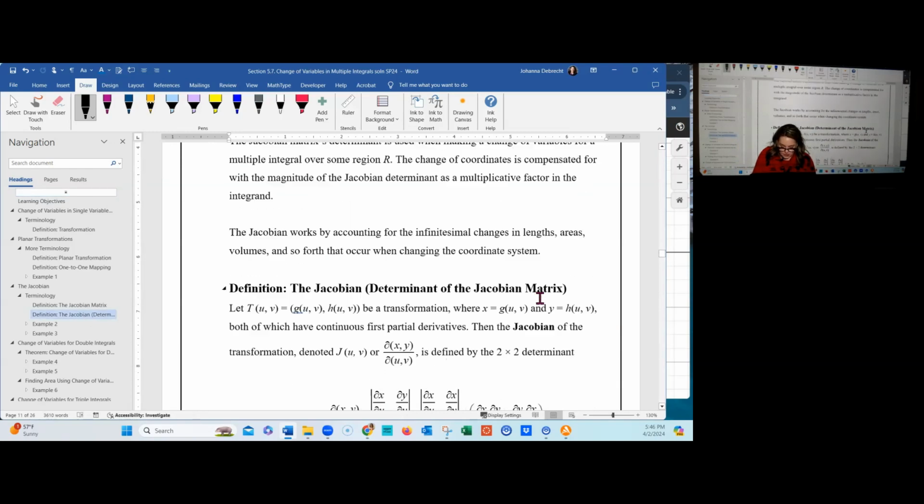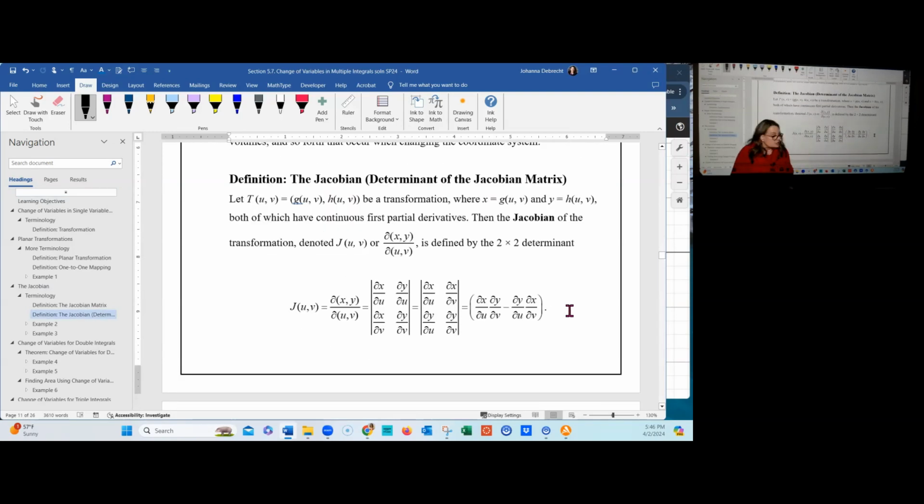So let's go ahead and formally define the Jacobian here. So we're going to take a transformation acting on some ordered pair in UV, taking it to some value of x and y. So this is giving me some x comma y, where x is g of u and v and y is h of u and v, and they have continuous first partial derivatives. We typically use the notation uppercase letter J of u and v, or weirdly, we use the partial notation, although it's not really a derivative, it's not a partial, but we use that symbol, which looks like the partial of xy with respect to the partial of uv. And that is defined to be the 2 by 2 determinant that we had above.